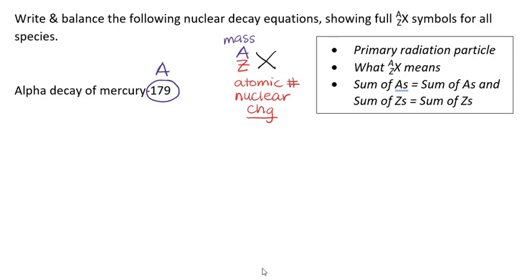The first thing we're going to do is write the full AZX notation for mercury-179. We know that mercury has the symbol Hg, and we just established that the 179 is the mass number. So that's the number that goes on the top. We look at the periodic table and find the atomic number for mercury, and we see that it is 80. So we write that number on the bottom. There's no other reactant here in alpha decay, so we'll write our arrow.